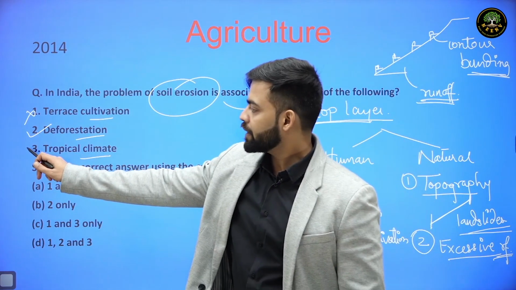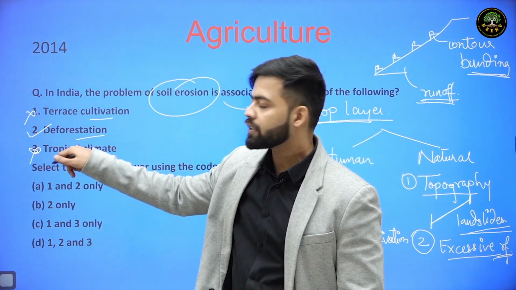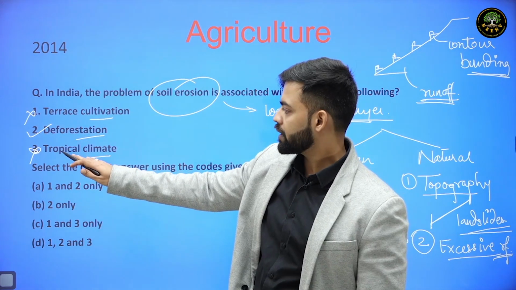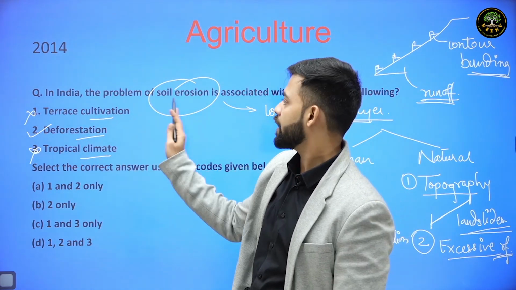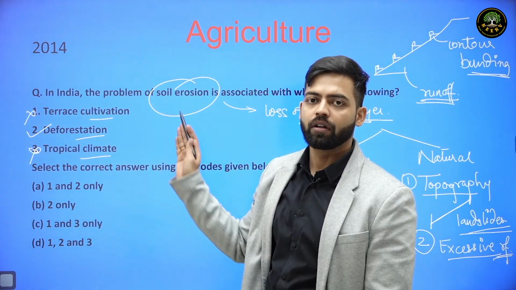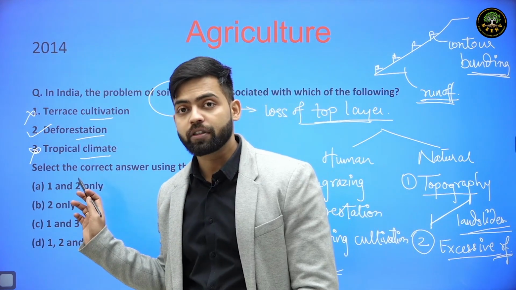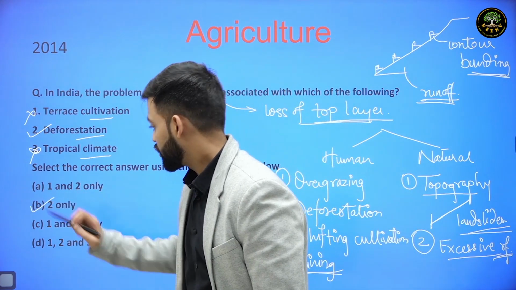Also, tropical climate is not the reason, because until and unless there is deforestation, only tropical climate cannot be considered as the reason or the problem for soil erosion. So our answer for this question will be B, 2 only.